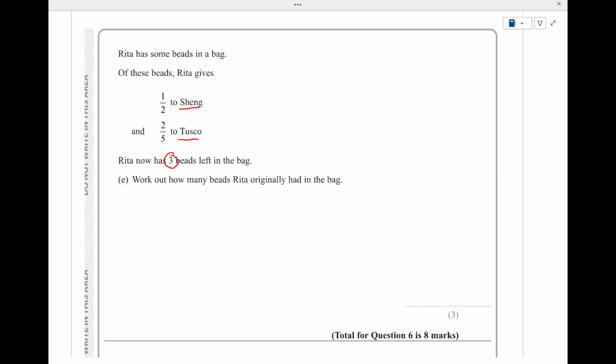Well, there are a couple of ways we could do this. We could work out what fraction of her beads she's given away. We could do a half plus 2/5. We could do that on a calculator, right? A half plus 2/5. So far, she has given away 9/10 of her beads. And she's got 3, so she's obviously got 1/10 of her beads left.